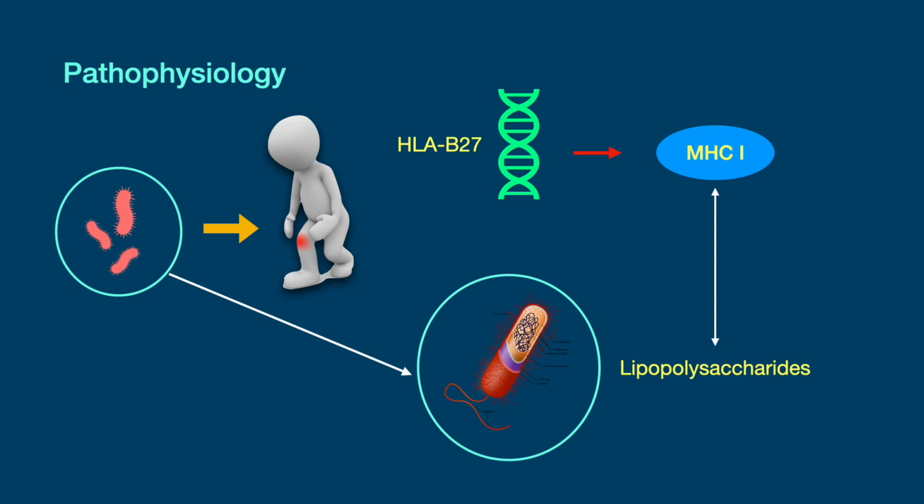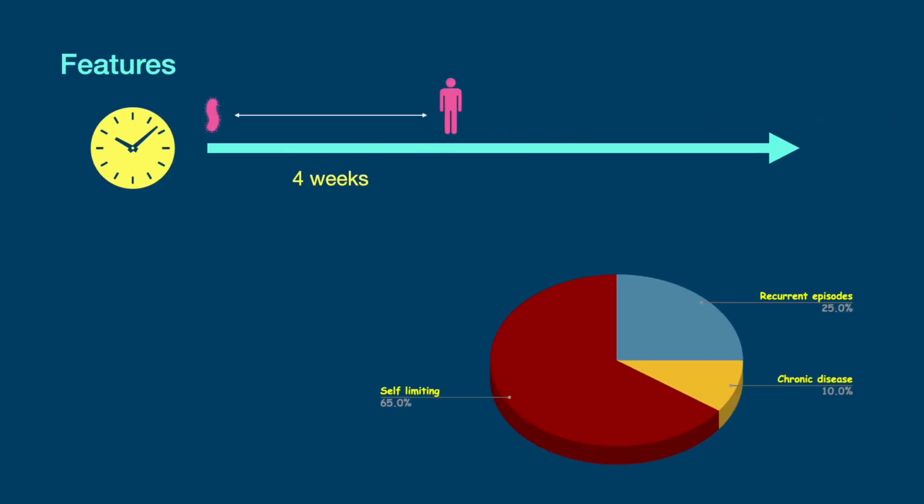Tissues usually targeted by the immune system are tissues of the joint spaces, but occasionally the immune system also attacks tissues like the lining of the urethra and the conjunctiva. As for the time course, this form of arthritis typically develops within 4 weeks of initial infection. Symptoms generally last around 4 to 6 months. Around 25% of patients have recurrent episodes, while 10% of patients develop chronic disease.